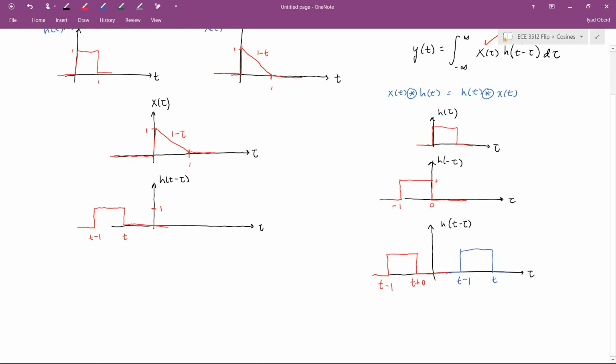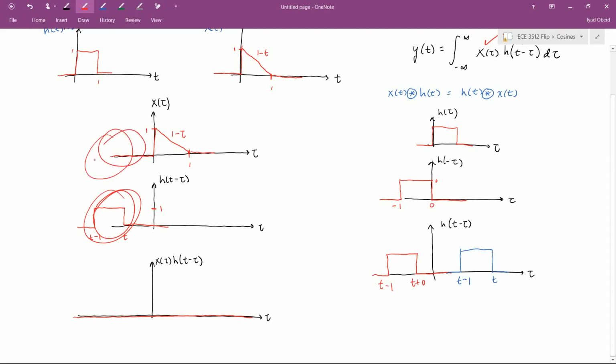Good. Now according to the integral, according to the formula, the next thing I need to do is multiply together x of tau and h of t minus tau, and then integrate whatever's left. So in this case, if I multiply x of tau and h of t minus tau, it's actually going to be 0 for all values of tau. And the way I know that is that any time you multiply a function by 0, you get 0. So over here, I've got h times 0, so that'll give me 0. And over here, I've got x times 0, so that'll multiply out to 0. So any way you slice it, it's 0 for all time.